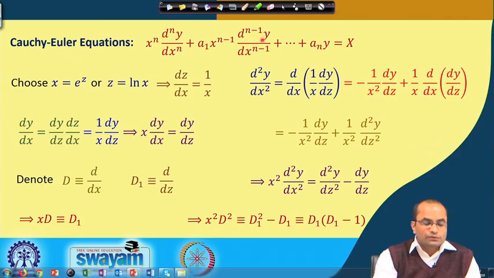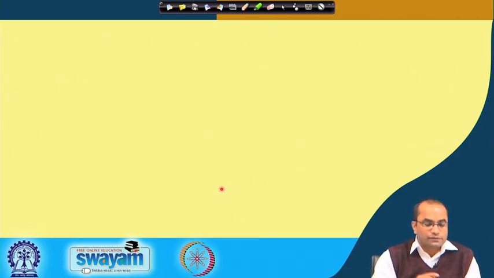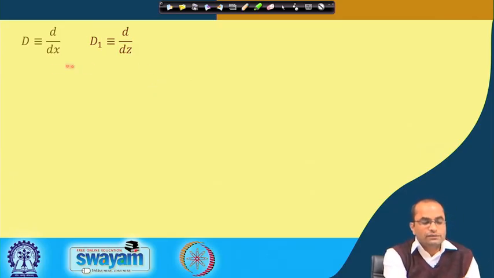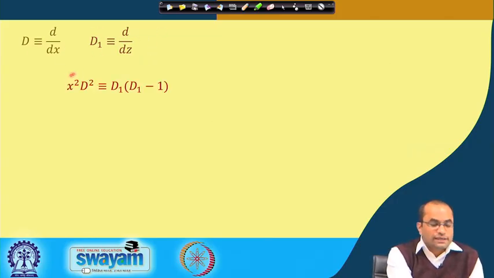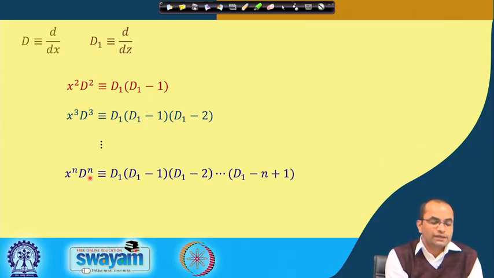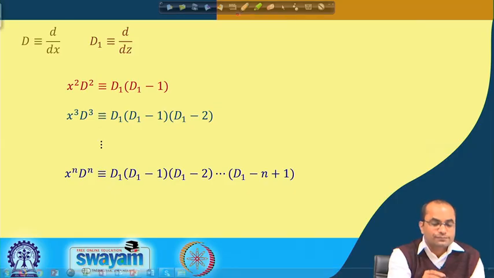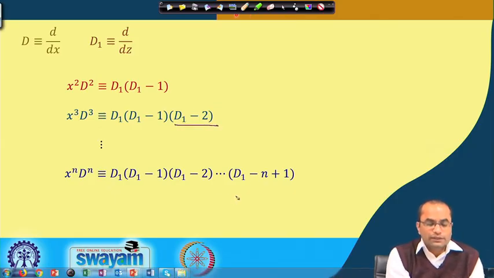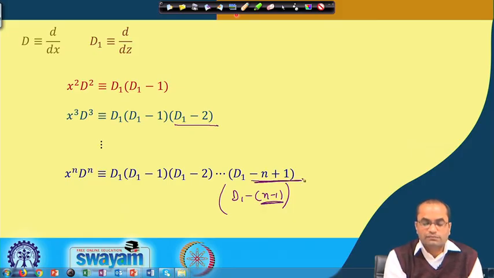And now, if we continue this process, what will we get? In the general form, introducing these operators, D implies d over dx and D₁ implies d over dz. So, for x² D², we have seen D₁(D₁ minus 1). When we compute x³ D³, what will come is D₁ multiplied by (D₁ minus 1) and (D₁ minus 2). If we continue this process, in general x^n D^n is D₁(D₁ minus 1)(D₁ minus 2), and it will go up to D₁ minus (n minus 1). Here when we have power 3, we are going up to 2; here we have power n, we will be going up to n minus 1. So, this is D₁ minus n plus 1.